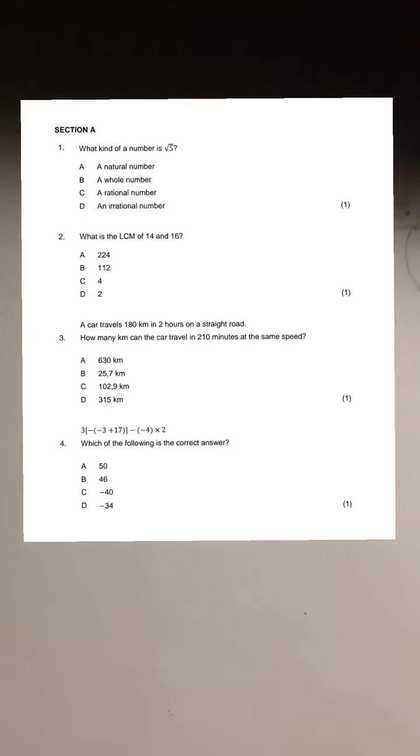We got B. Number 3: a car travels 180 kilometers in 2 hours on a straight road. How many kilometers can the car travel in 210 minutes at the same speed? Using rate, or using direct proportion in this case, we were able to get D, which is 315 kilometers. And then lastly, which of the following is the correct answer? We got D, which is negative 34, because we know that when we apply BODMAS, we get that answer.